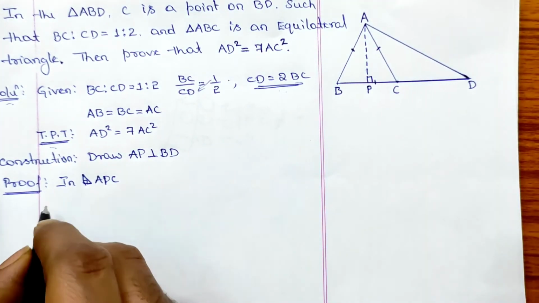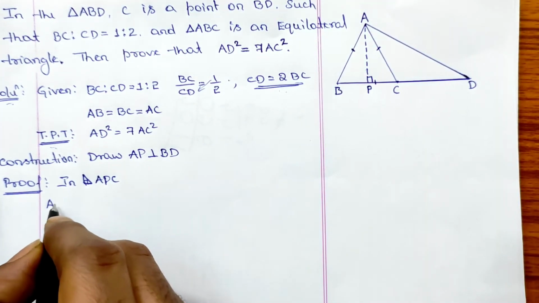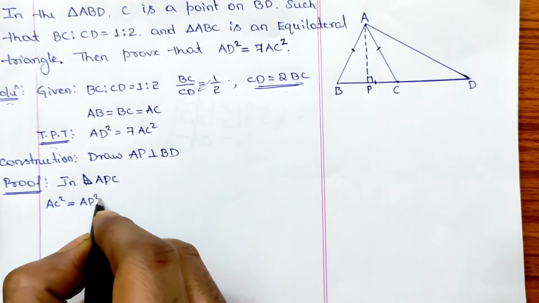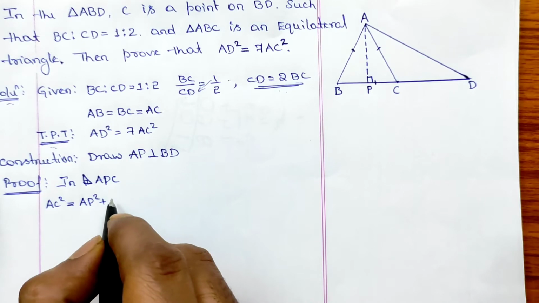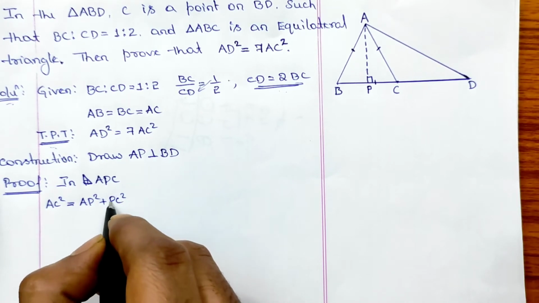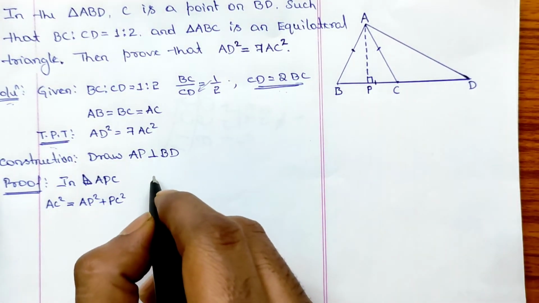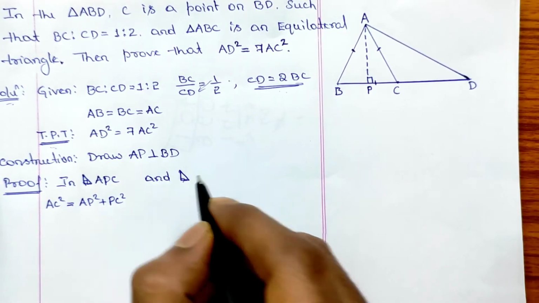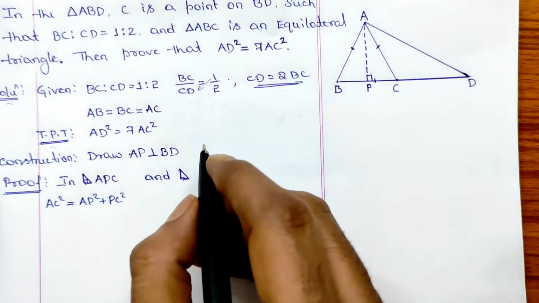AC is the hypotenuse in the APC triangle, other two sides are AP and PC. So therefore we can write AC square is equal to AP square plus PC square. Then in another right angle triangle, that is APD.